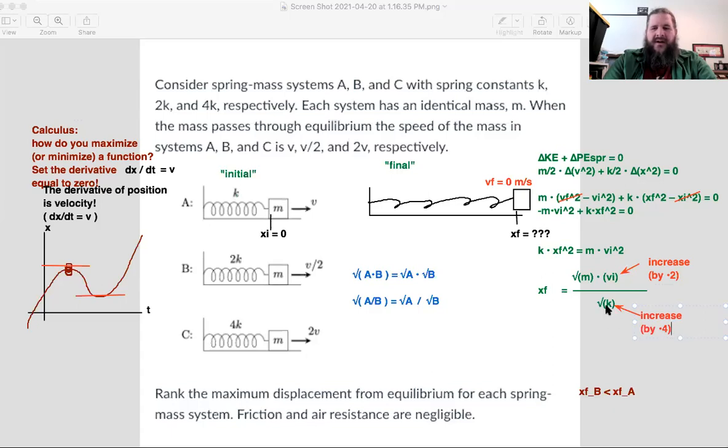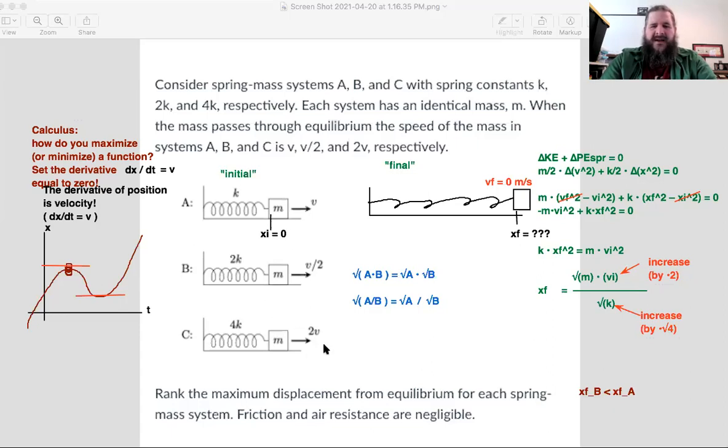But the important thing going on here in the denominator is that the k is in a square root. So we're increasing k by a factor of 4, we're multiplying it by 4, but the overall denominator is being increased not by times 4, but by times square root of 4. In other words, the denominator is only increasing by a factor of 2. So we're increasing the numerator by a factor of 2, and we're increasing the denominator by a factor of square root of 4, which is also 2. So overall, x final gets doubled and also halved. We've got a times 2 and a divided by 2. Those end up canceling out. So for C, the result is exactly the same as it was for A.